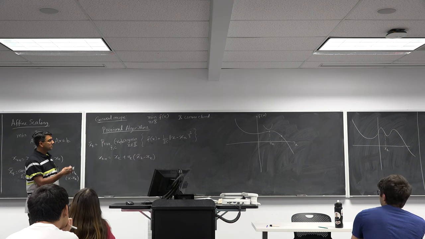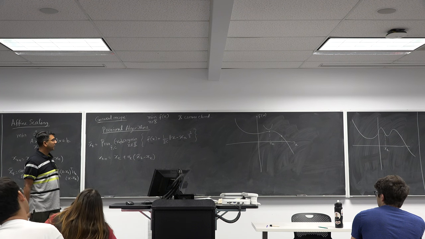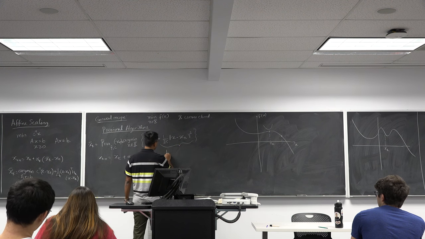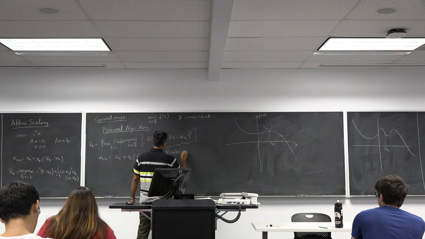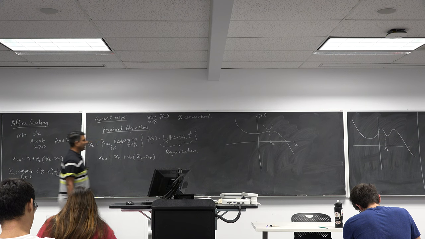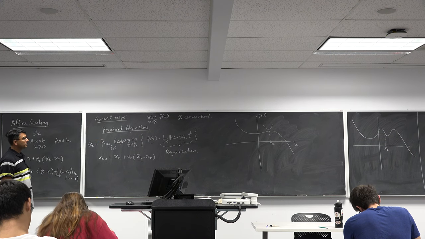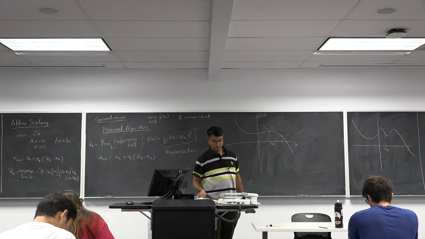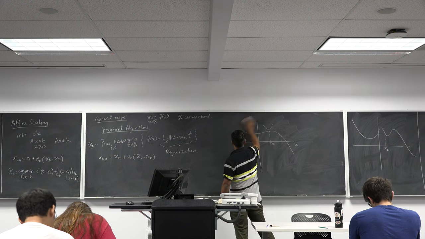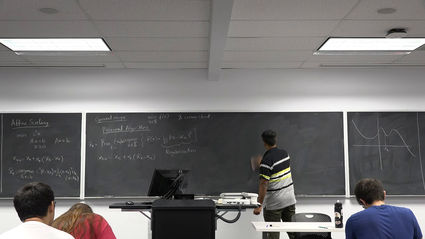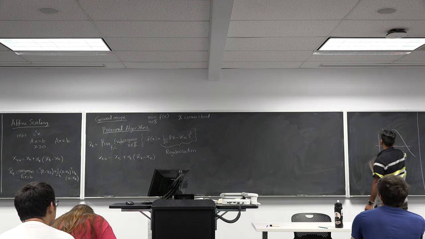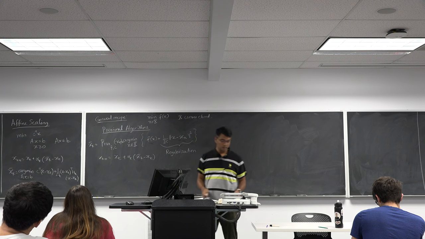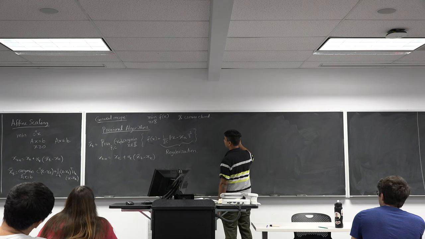So, of course, this whole theory has been around for quite some time, so people have tried out various things. So let's talk about some of those variations of proximal algorithms. So this is known as regularization. And the purpose of regularization is to convexify the function locally. Okay. So let's talk about different types of regularization.